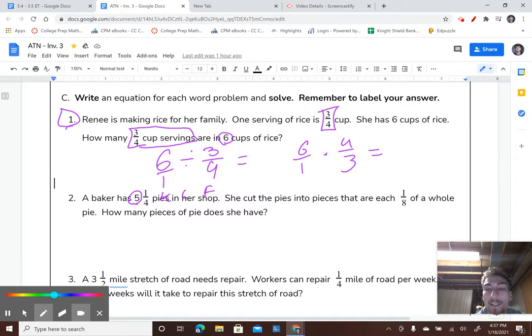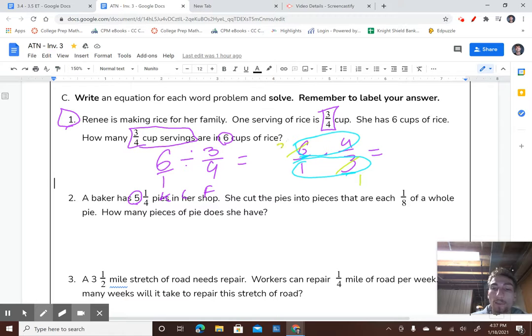So here I'm going to take a look and see, is there a number on the top here that can be divided by a number on the bottom here? In other words, is there a number that goes into both, like 3, for example, and 6? And in that specific case, there is a number that goes into both 3 and 6, and that's 3. 3 divided by 3 gives me 1, and 6 divided by 3 gives me 2. So now I have 2 times 4 on top to give me 8, and I have 1 times 1 on the bottom to give me 1, which I know is just going to be 8. So there are 8 3/4 cup servings in 6 cups of rice. And then I have my final answer here.